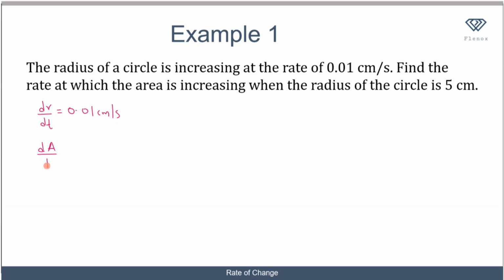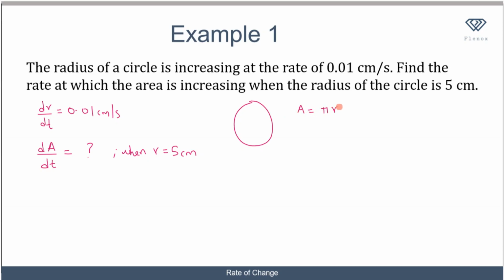So dA/dt is what we have to find, and we don't know it. We are told to find dA/dt when the radius of the circle is 5 centimeter, when r is equal to 5 centimeter. So how do we go about this? Now we know, and we can find the area of the circle. We know that the area of a circle is given by the formula what? Pi r squared.